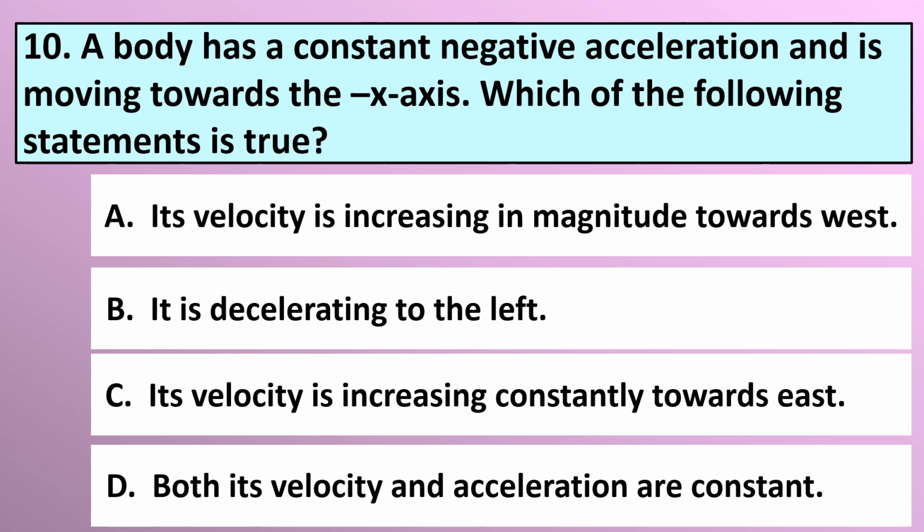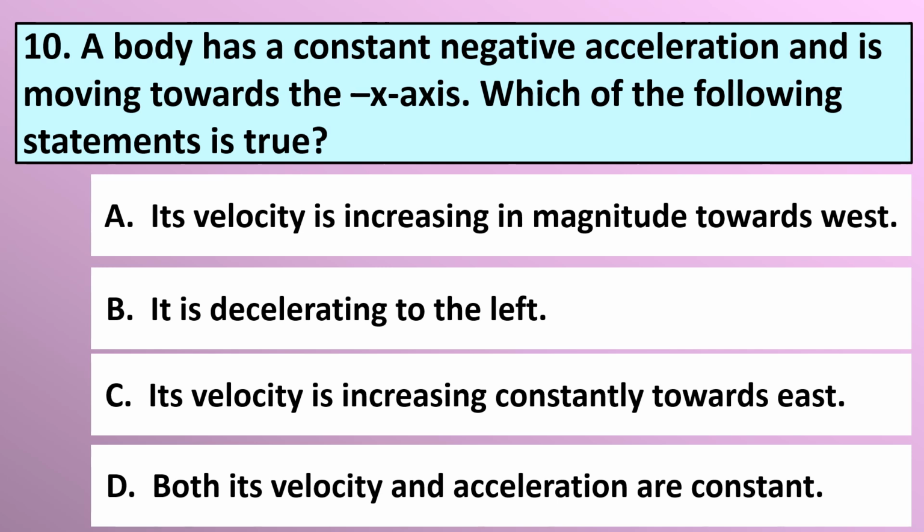First, let us analyze the meaning of each of the options. For letter A, the keyword is increasing magnitude of velocity. Alright, so this means the body is speeding up but moving towards west, meaning the negative x-axis.